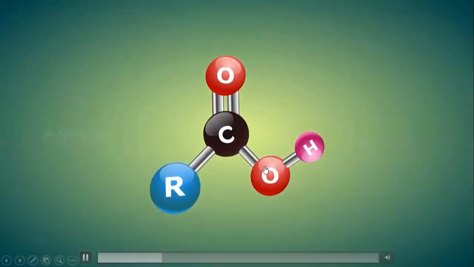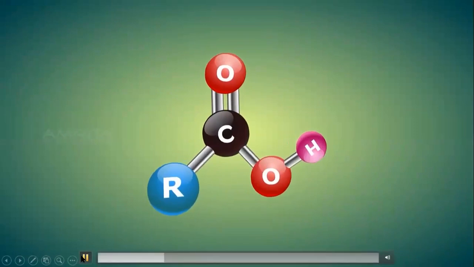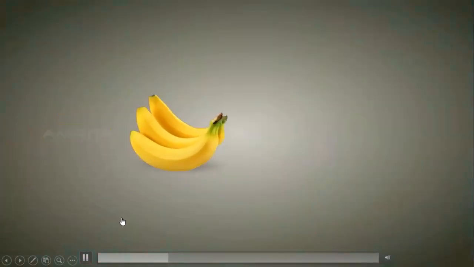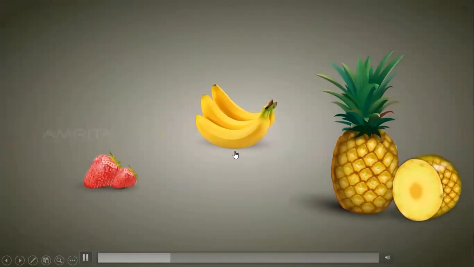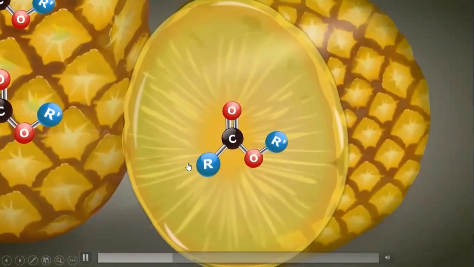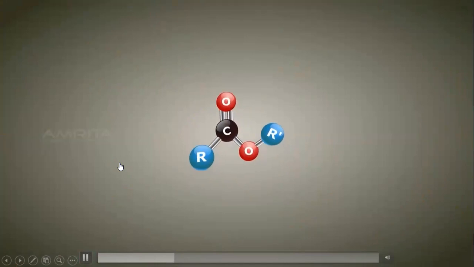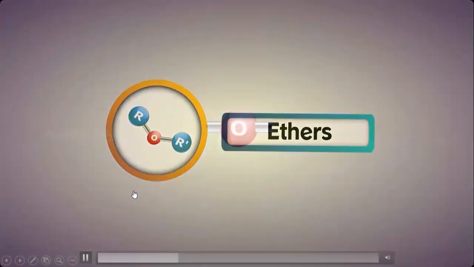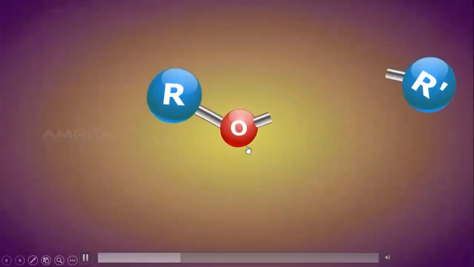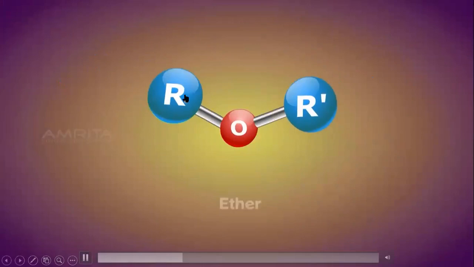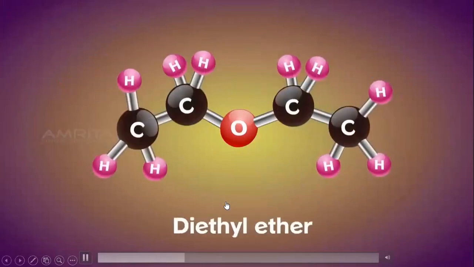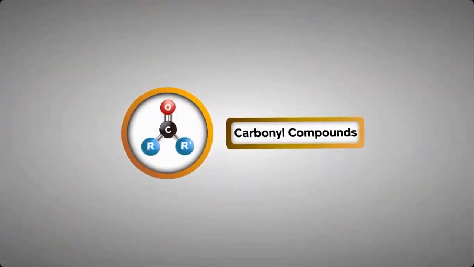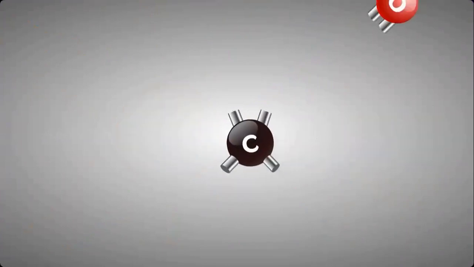The next are esters. Esters are when carbon is bonded with C double bond O and an R group. It is because of esters that all these foods have a special type of aroma. The simplest is ethyl acetate. The next is ether. Ethers are when oxygen is sandwiched between 2 R groups. The simplest is diethyl ether.